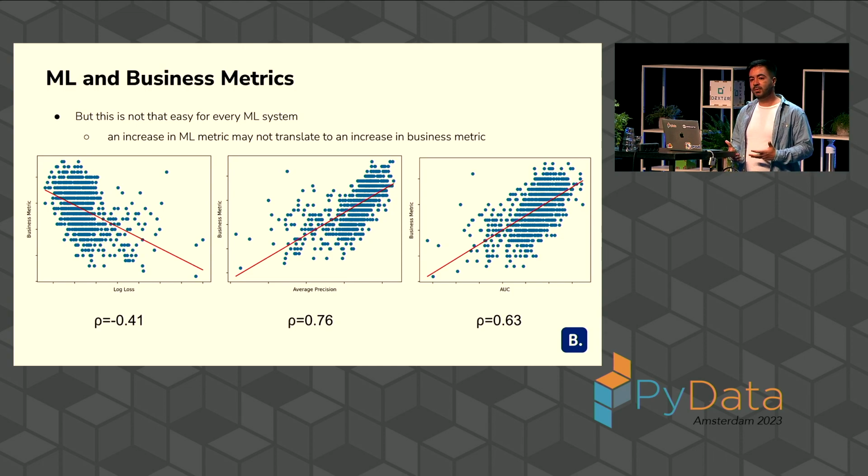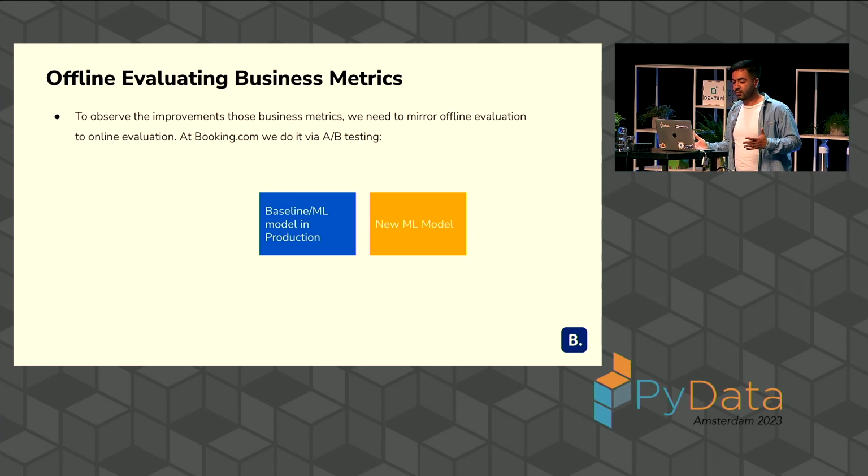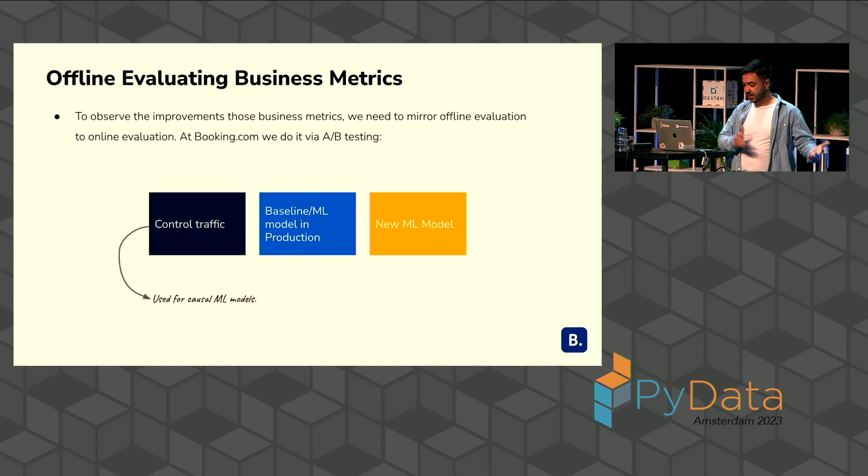This sucks, and we really want to close this gap, right? And our stakeholders really want us to do this. So how do we do evaluation using those business metrics? Typically, we want to observe improvements in those business metrics, and to mirror what we call offline evaluation with online evaluation. And at Booking, we do this of course with A/B testing. Typically, you have your baseline system that has been running in production, and you want to test out a new model. In some systems we also have control traffic, which we use mostly for causal ML models, which is typically the problem we face when we try to measure some of these business metrics.